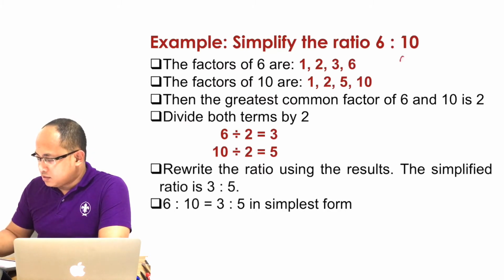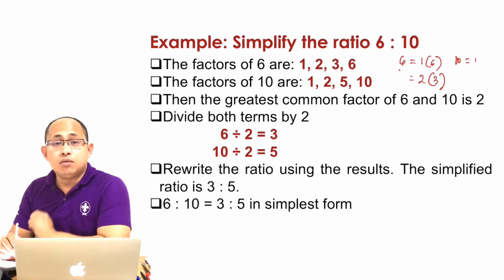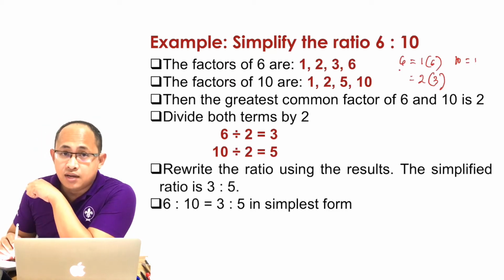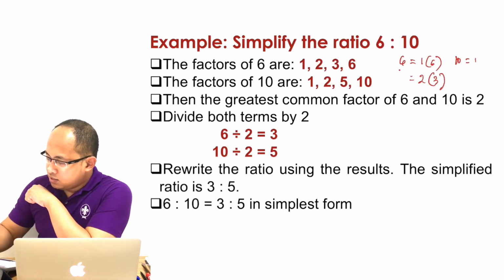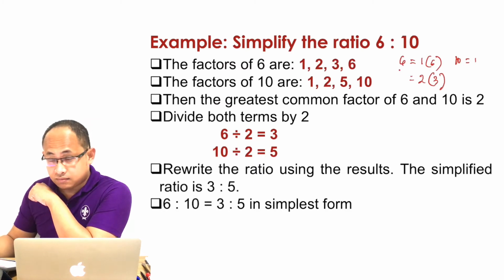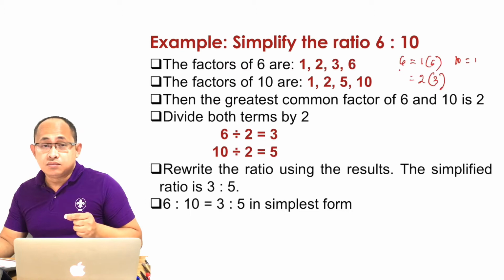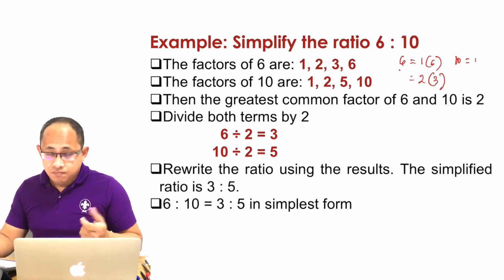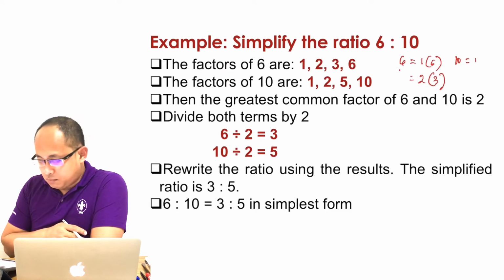Now, what are the factors of 10? 10 is 1 times 10 and 2 times 5. That's why we have here 1, 2, 5, 10. So we were able to get step 1 and step 2. This is A and this is B. So we were able to get the factors of A and the factors of B. All right, so we immediately go to the third step now.